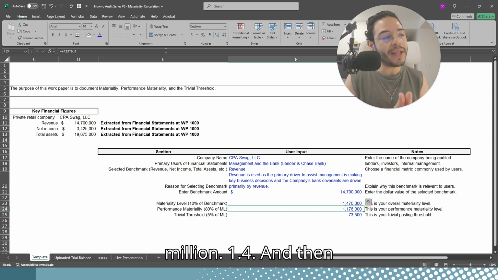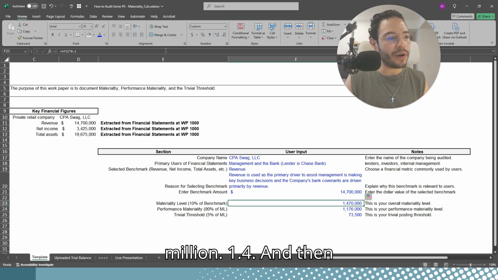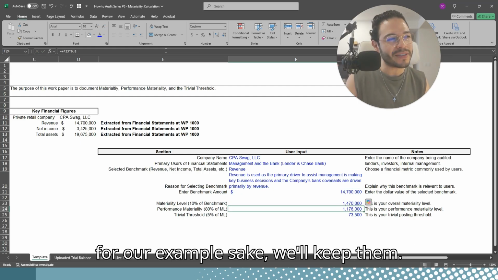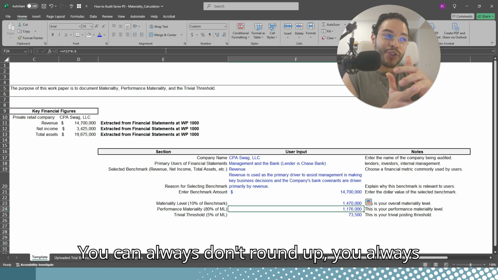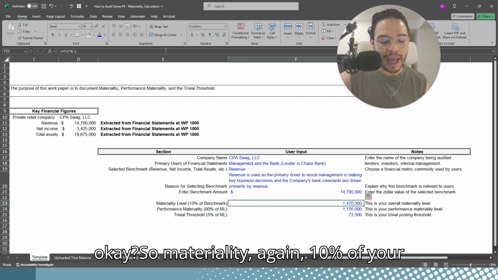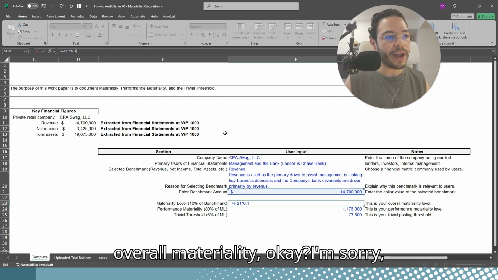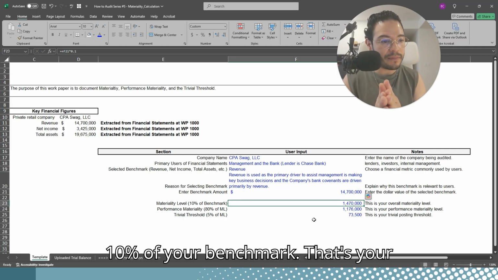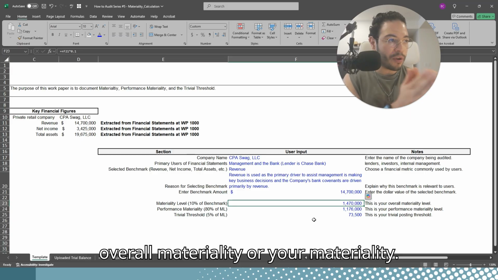So it's 1.1 million. 1.4, and then you can always round these numbers too. But for our example's sake, we'll keep them. Don't round up, you always round down. Okay, just keep that in mind. Okay, so materiality, again, is 10% of your benchmark. That's your overall materiality, or your materiality.